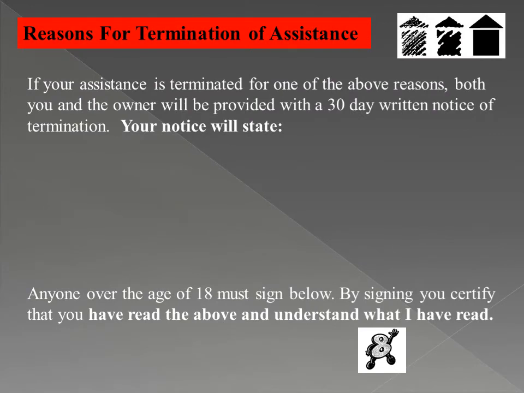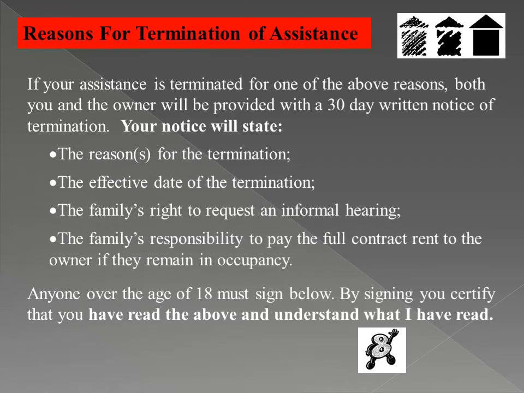If your assistance is terminated for one of the above reasons, both you and the owner will be provided with a 30-day written notice of termination. Your notice will state the reason for the termination, the effective date of the termination, the family's right to request an informal hearing, the family's responsibility to pay the full contract rent to the owner if they remain in occupancy. Anyone over the age of 18 must sign. By signing, you certify that you have read the above and understand what you've read.